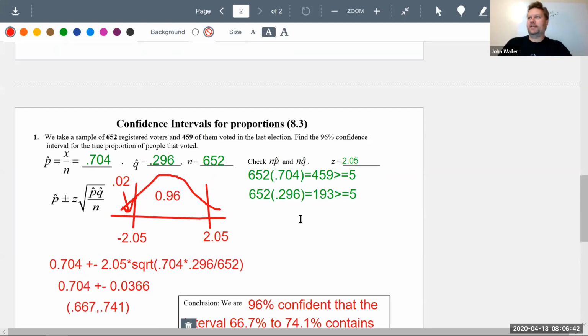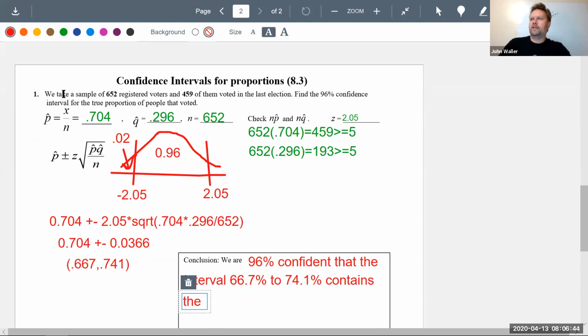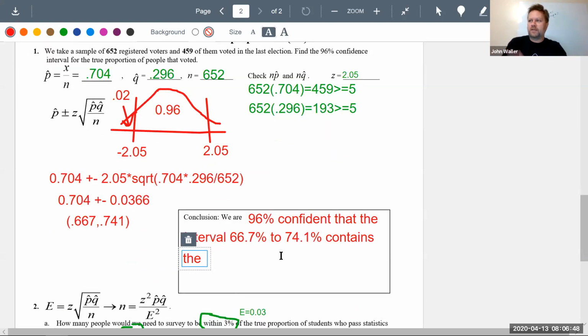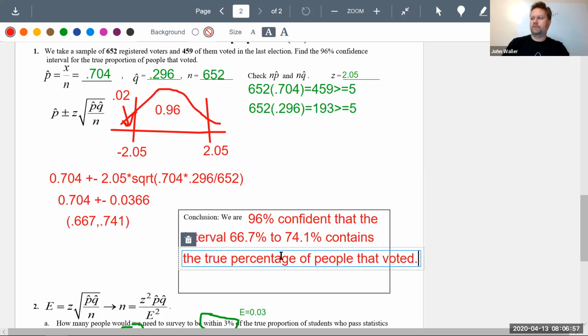Who gives a shit? Just copy down, find that 96% for the true proportion of people that voted. So we are 96% confident that the interval blah, blah, blah contains the true percentage of people that voted. That voted? Sure, Jeff. I'm too lazy to make a whole other line.